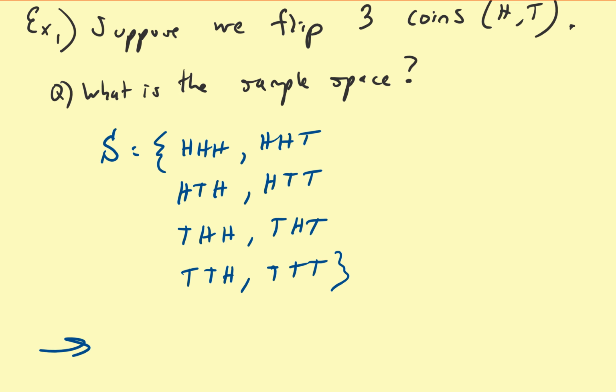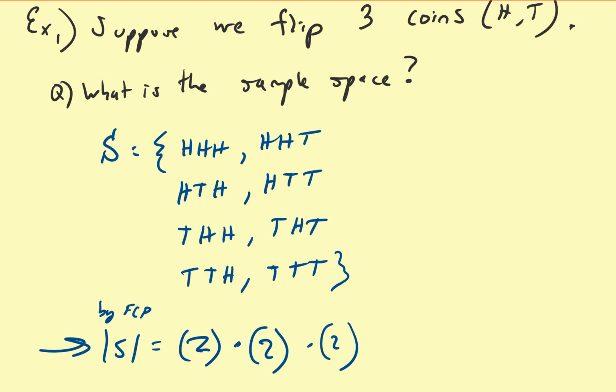We also could have got that the size of the set by the fundamental counting principle is going to be equal to, well, we have 2 possible outcomes for the first, 2 possible outcomes for the second, and 2 possible outcomes for the third. And these coins are independent of one another, so we just simply multiply these together, and that's going to be 2 cubed, which is equal to 8 possible events in this sample space.